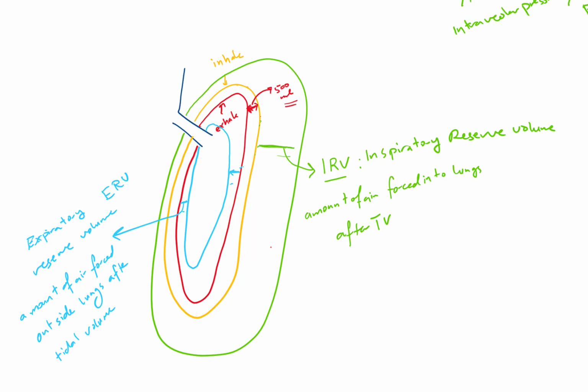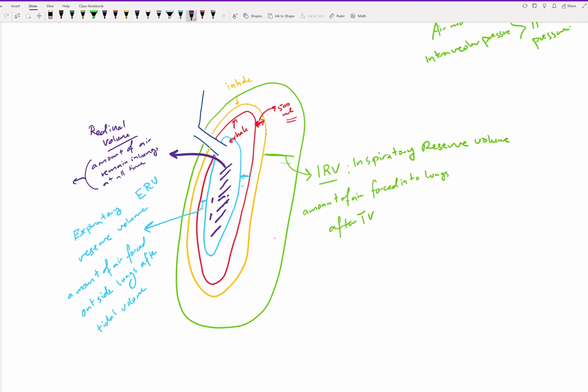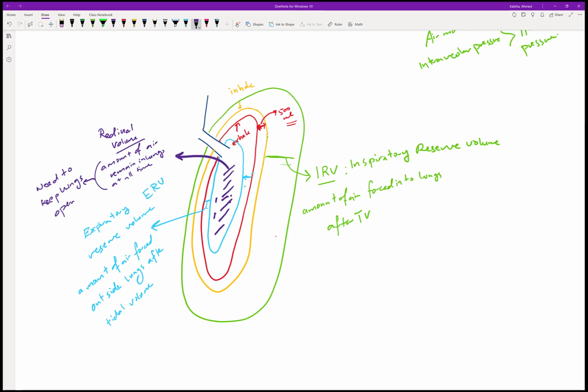Now inside the lung, in this area here, we still have gases. So after the ERV, if you try to blow air out of your lungs, there is still some air inside your lungs. This leftover air we call the residual volume. This is the amount of air that remains in the lungs at all times. Think of it as needed to keep the lungs open. This air we cannot take out of our lungs. It's always there. So those are the 4 volumes.